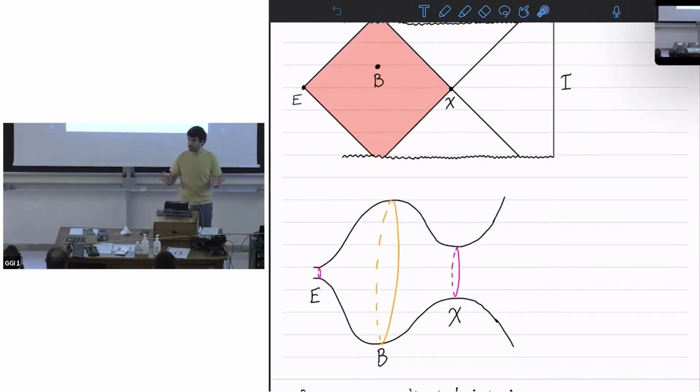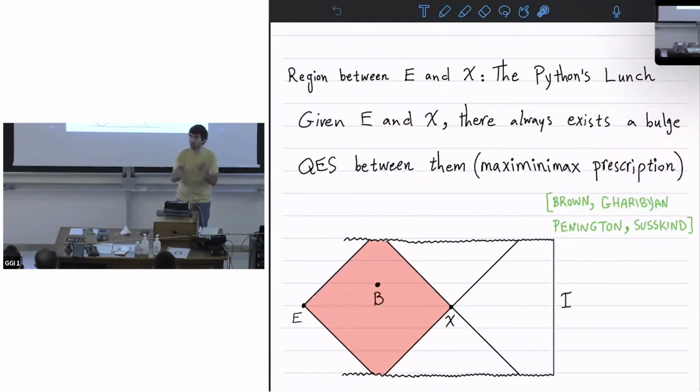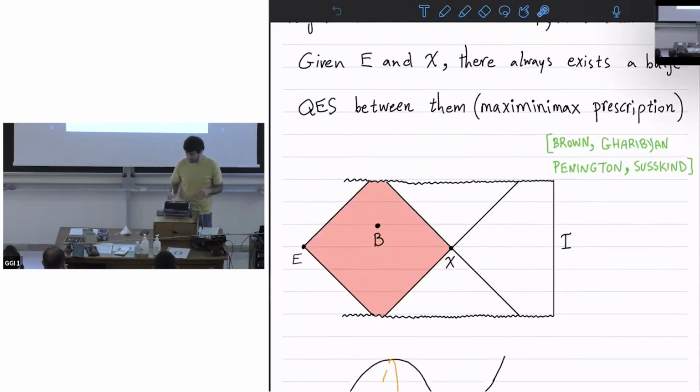So this is like the lunch situation I explained before. But geometrically, the way we know that a quantum extremal surface B needs to exist is through this nice restricted maximin prescription, which was given in the original Python's lunch paper. And I'll explain that a little bit since it'll be a bit important. So in that prescription, E and chi are throats.